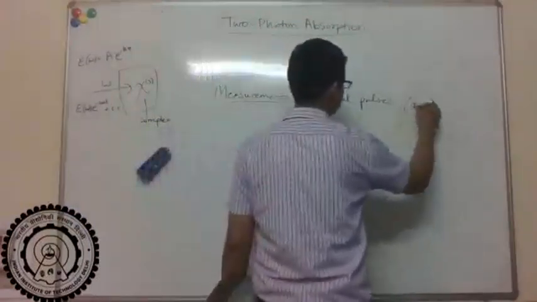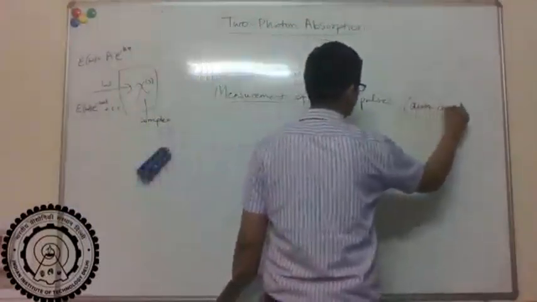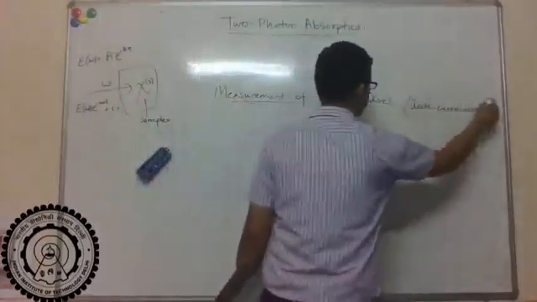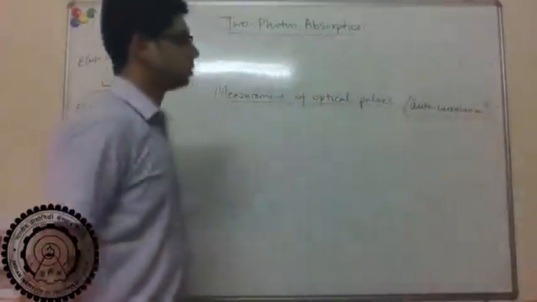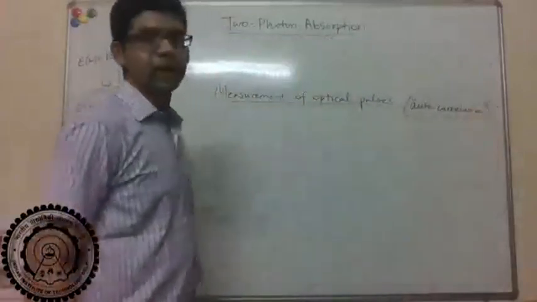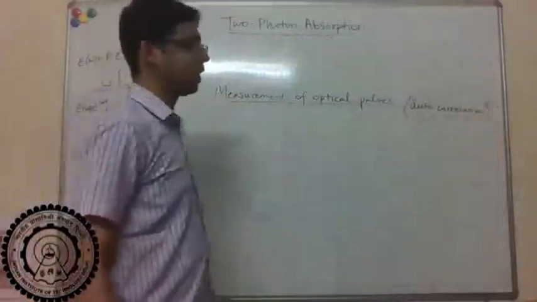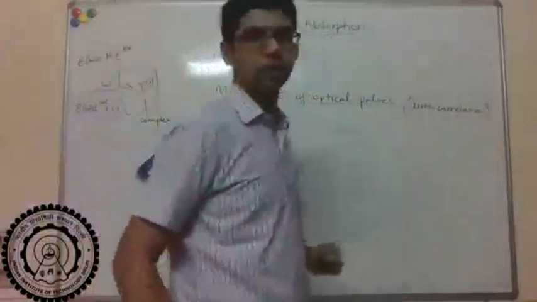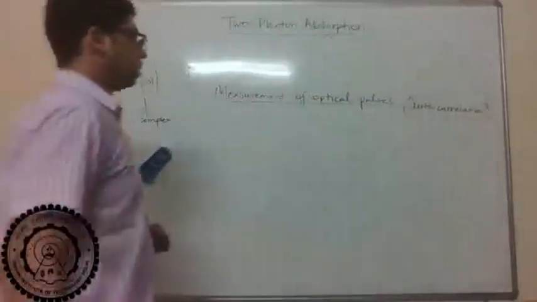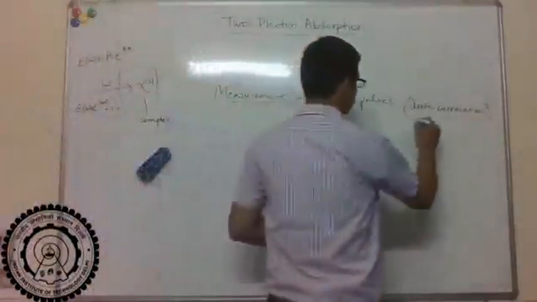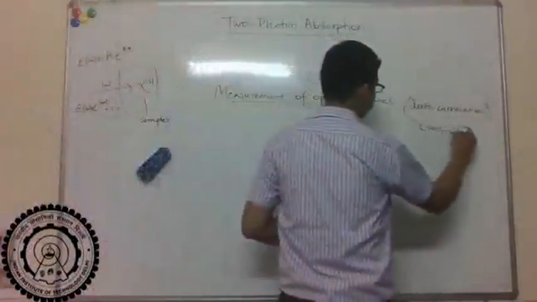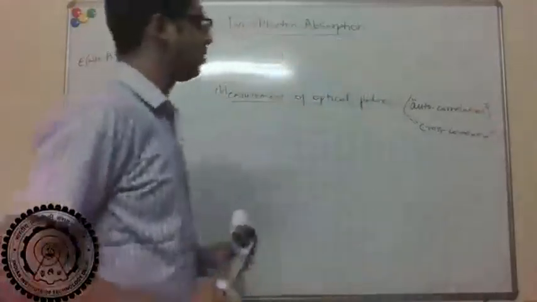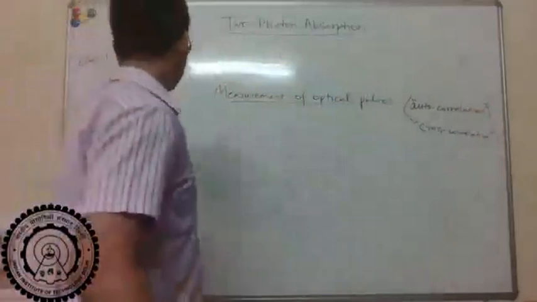So sometimes this is called autocorrelation. Autocorrelation is a mathematical term which just says that you take a signal and correlate it with itself. That's why it's called autocorrelation. Then there's also cross correlation where you take two different pulses, or in general two different signals, and see what is the correlation between them.